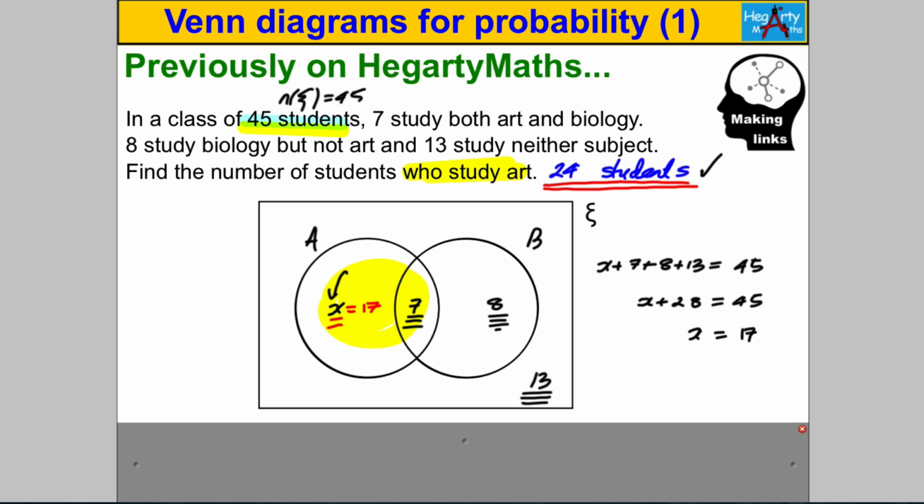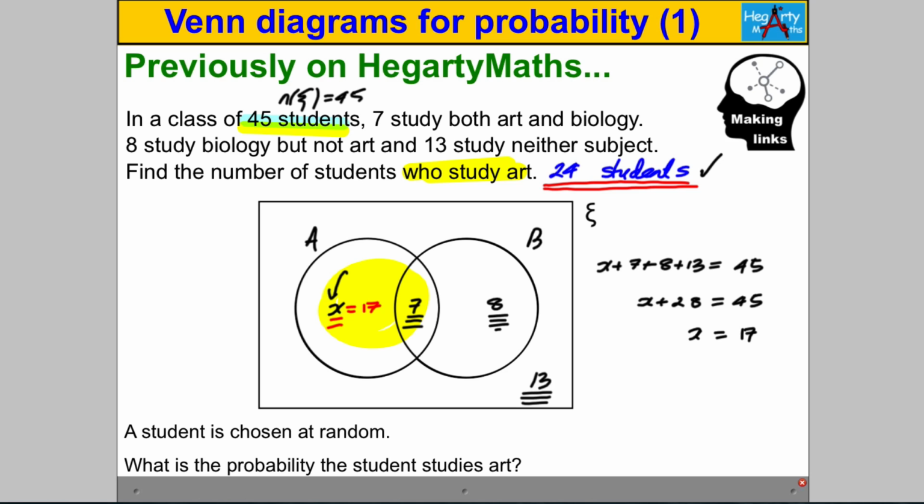Now, this question is going to be phrased in a probability style question. You're going to be asked something of the following. Imagine the student is chosen at random. What is the probability the student studies art? Given the information above, you may draw a Venn diagram. Use that to find out how many students in total study art.